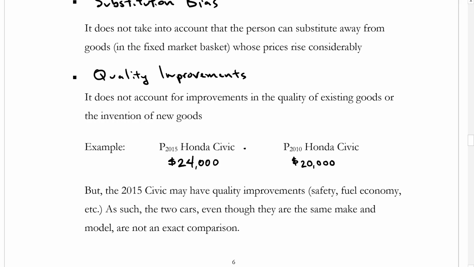But these two Honda Civics are not necessarily an apples-to-apples comparison. The new one may have substantial quality improvements in safety, fuel economy, electronics, and so on and so forth. And so, therefore, these aren't really the same car. If the 2010 Honda Civic had the same features, the same safety, the same fuel economy, and so on, that 2010 Honda Civic may have cost $22,000 instead of $20,000. And so instead of an increase of $4,000, the apples-to-apples comparison may only be an increase of $2,000.